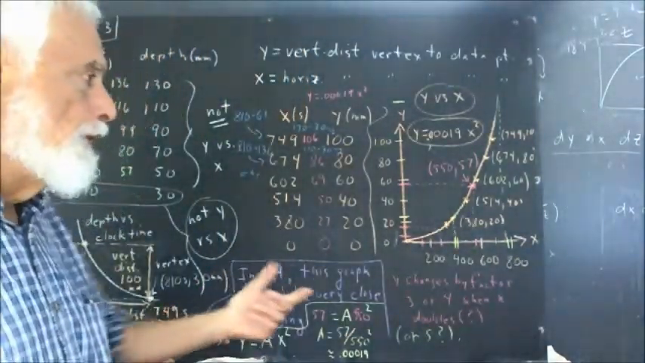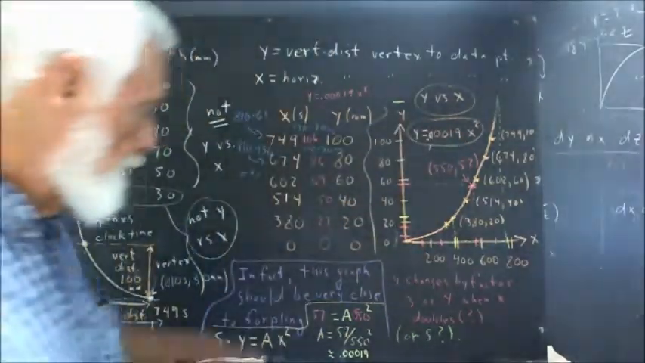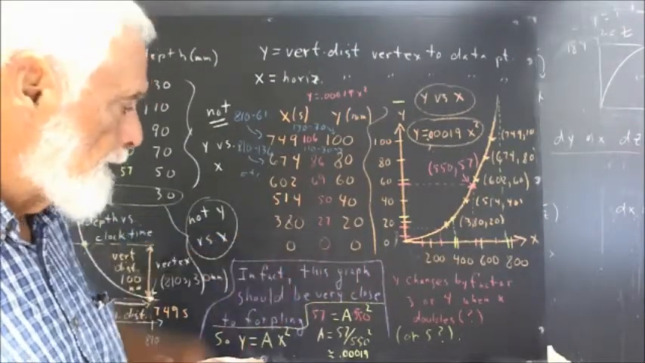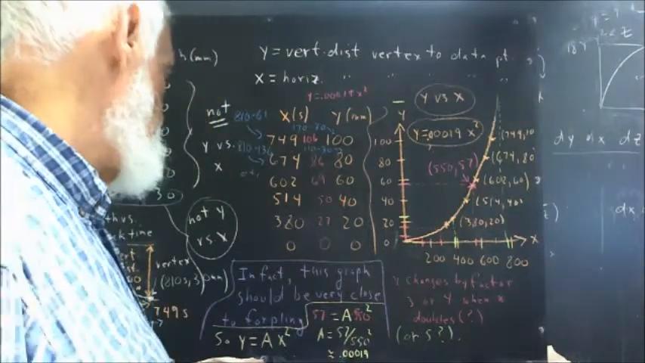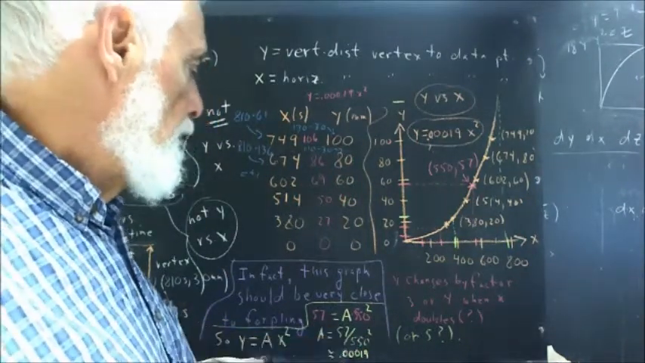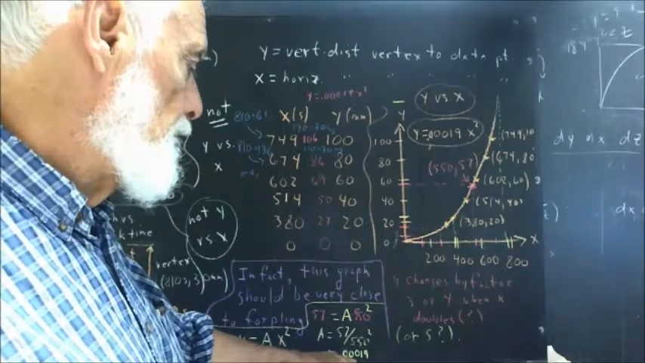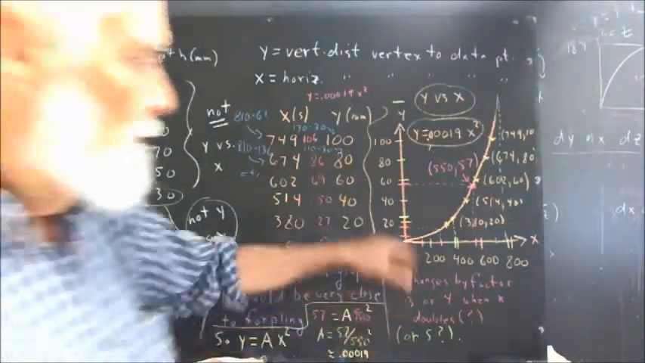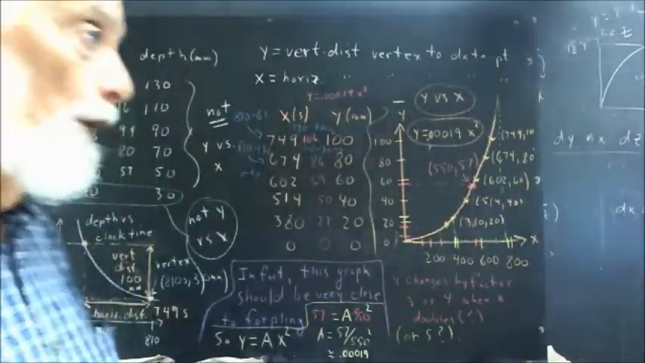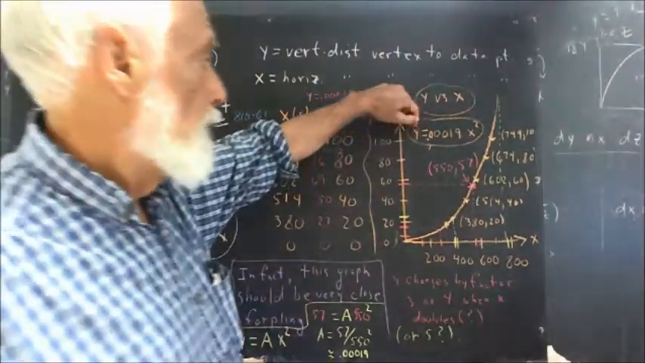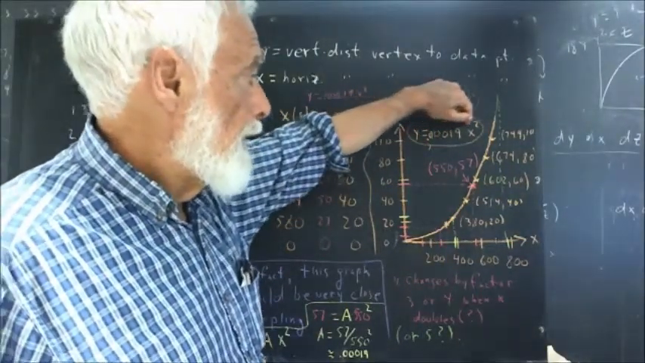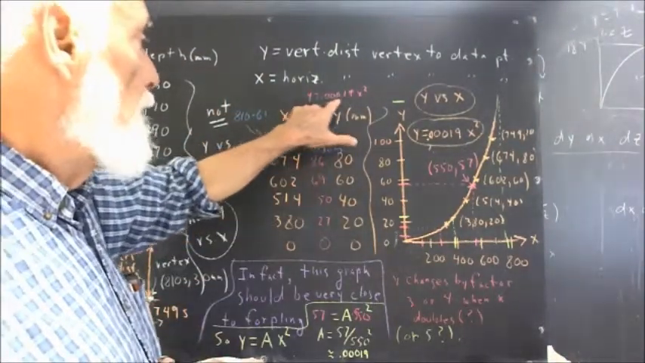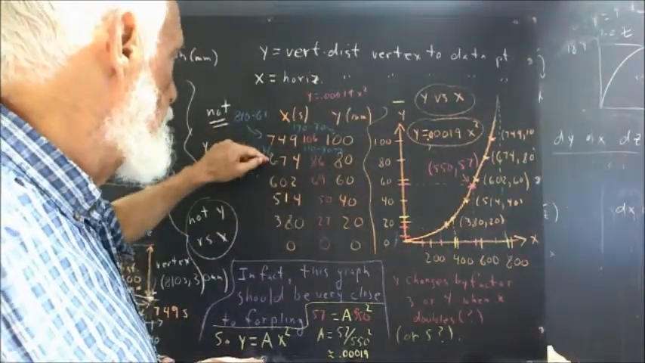So using y equals 57 when x equals 550, I substitute the 57 for y, the 550 for x. I get 57 equals a times 550 squared, so that a is 57 over 550 squared, which is pretty close to 0.00019. So that's the model that we get using this curve and this point on the curve. Our model is thus y equals 0.00019 x squared.